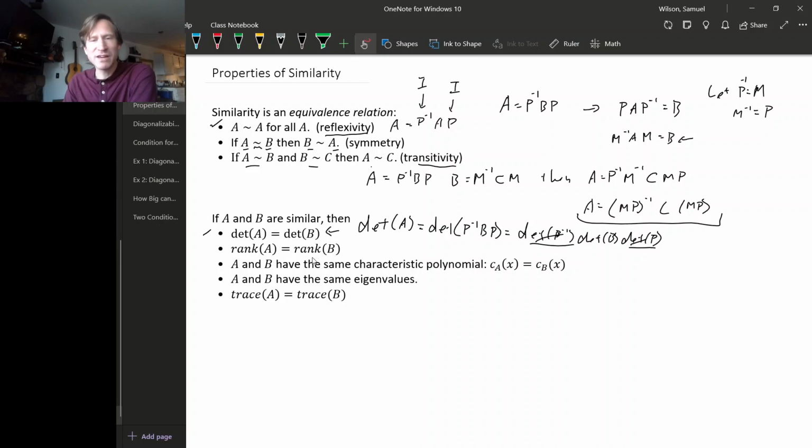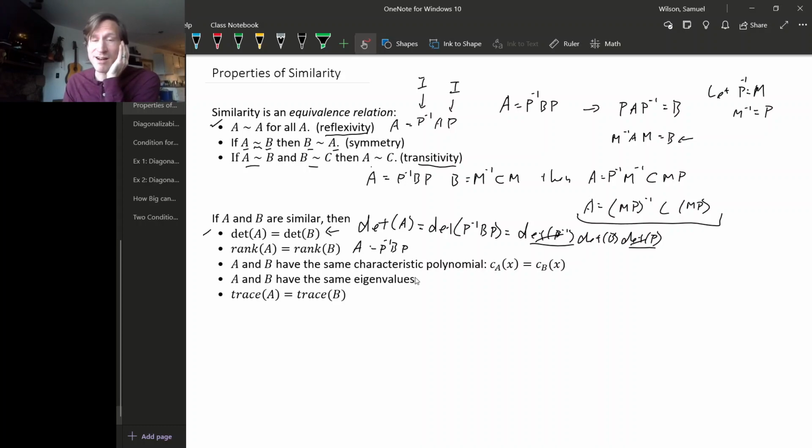Rank of A equals rank of B. This has to be the case because of this similarity relationship, A is equal to P inverse times B times P. If you just think about the dimension of the row space or column space for A and B, and think about what an invertible matrix will do to the rows or the columns, you'll see that the ranks have to be the same. So that requires a little more proving, but I'll leave it at that for now.